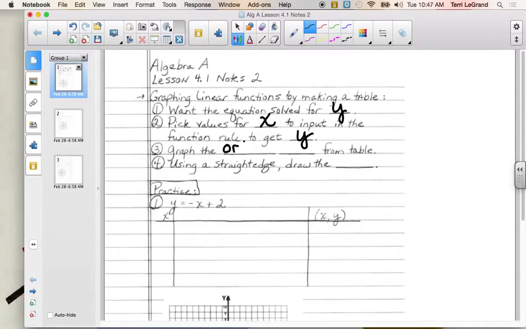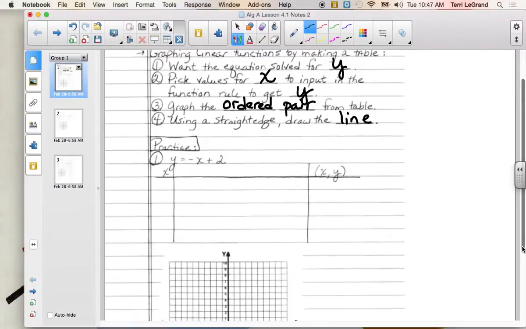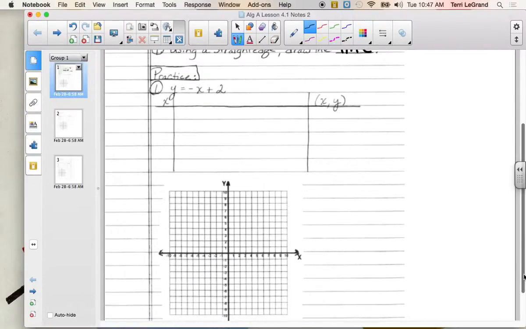Graph the ordered pair from the table. In other words, the x and the y value that go together, they're the coordinates of a point called an ordered pair. And then use a straight edge to draw the line. We should always get a line. If it's a linear function and you graph your points and you don't have a straight line, something went wrong. And today I can tell you all of ours are going to be lines. They should all turn out to be lined up.